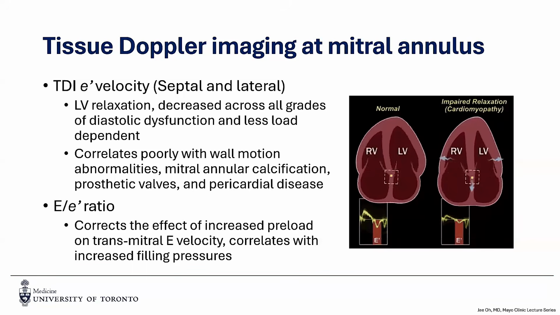Another very important parameter that we use is the E to E prime ratio, which generally corrects for the effect of increasing preload on transmitral E velocity and correlates generally with increased filling pressures. And this is one of the key parameters that's looked at in the most recent guidelines. And I'll have some slides talking about this in the next couple of minutes.